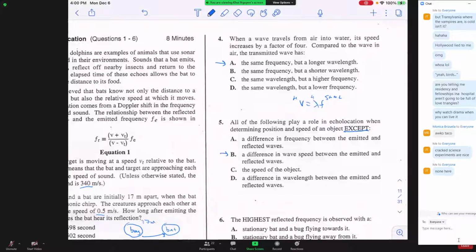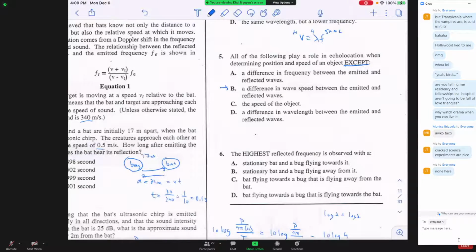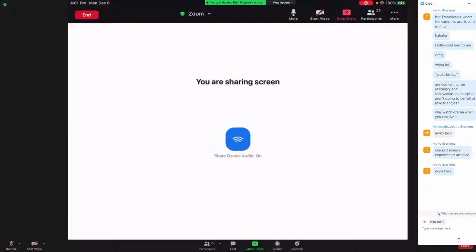Speed of the object matters, and the difference in wavelength between the emitted and reflected waves is the same thing as saying difference in frequencies for number 5. So A, C, and D are all true. B is not. And the highest reflected frequency is observed when objects are both moving towards each other, right? And the only one in that case is answer choice D. Okay? Cool. Any questions?